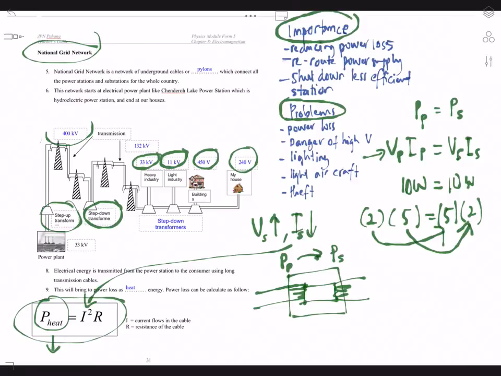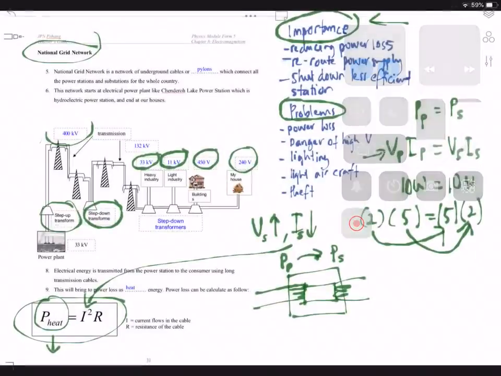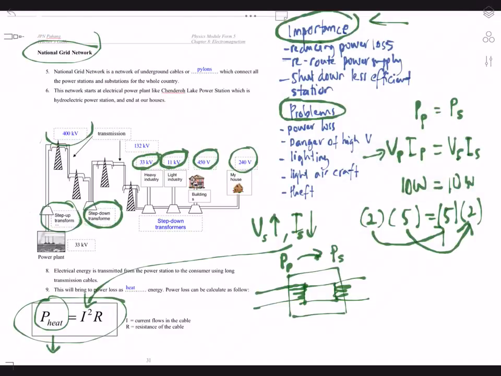Now we are going to look at the importance of the national grid system. We want to reduce power loss. That's why we need to use a transformer in the national grid system. How do we reduce power loss? We have discussed it earlier, here.